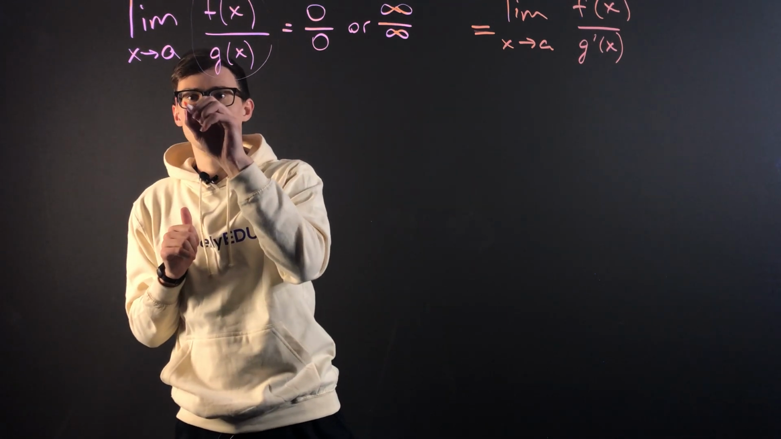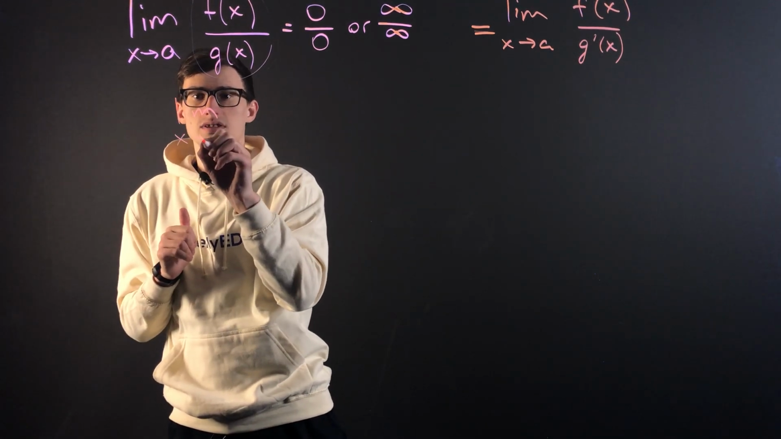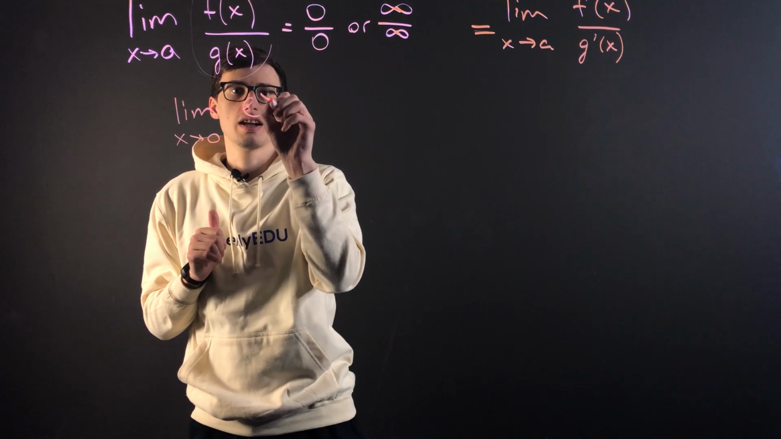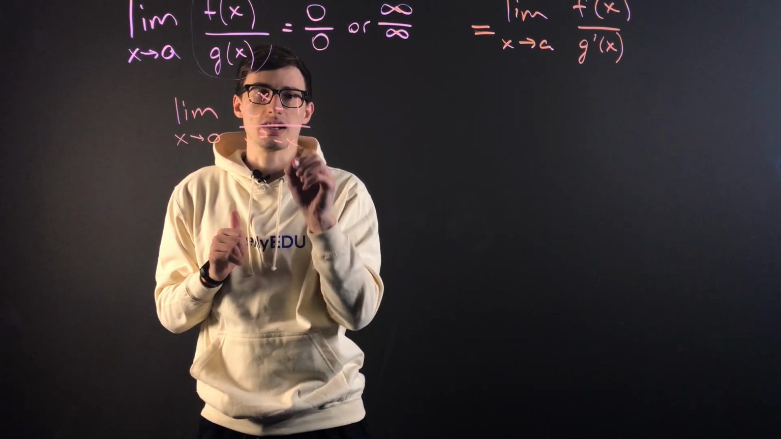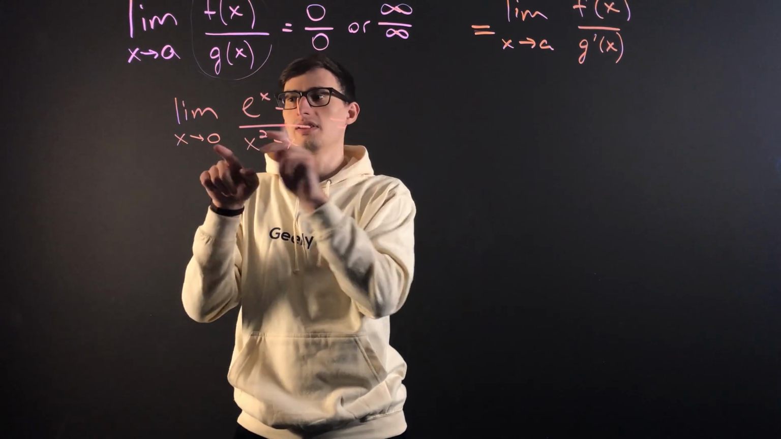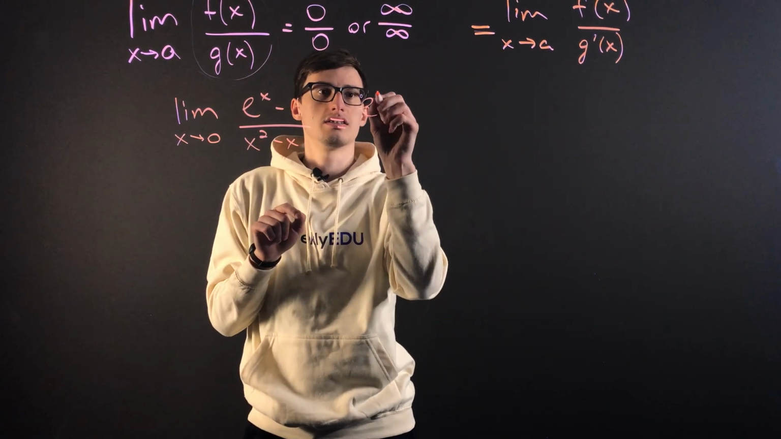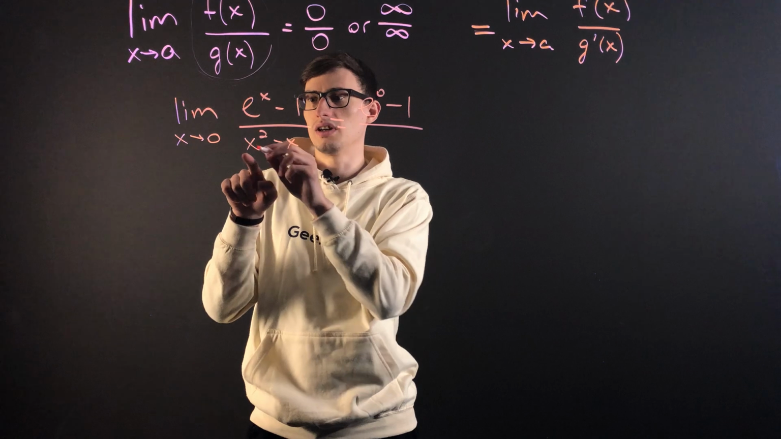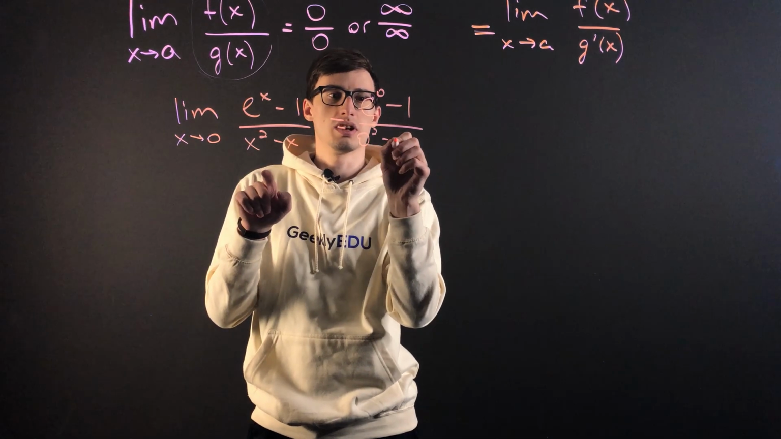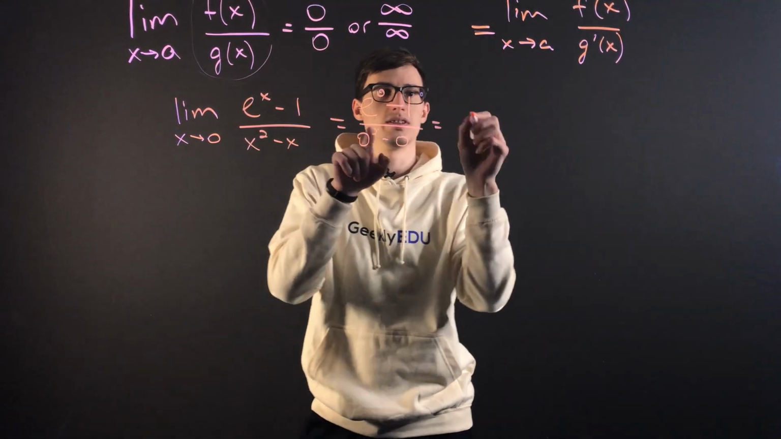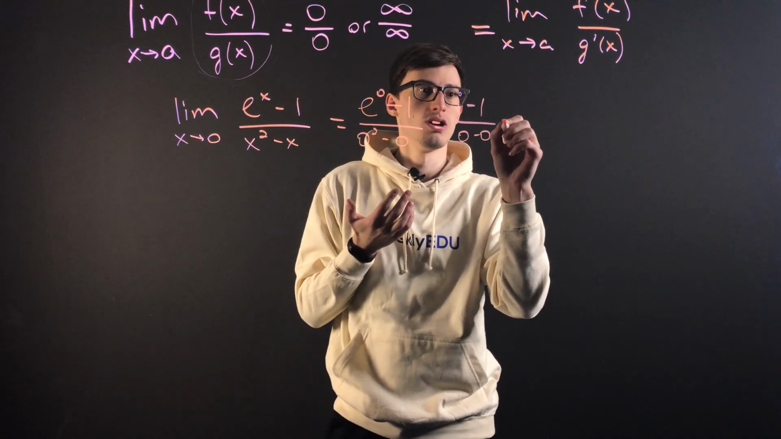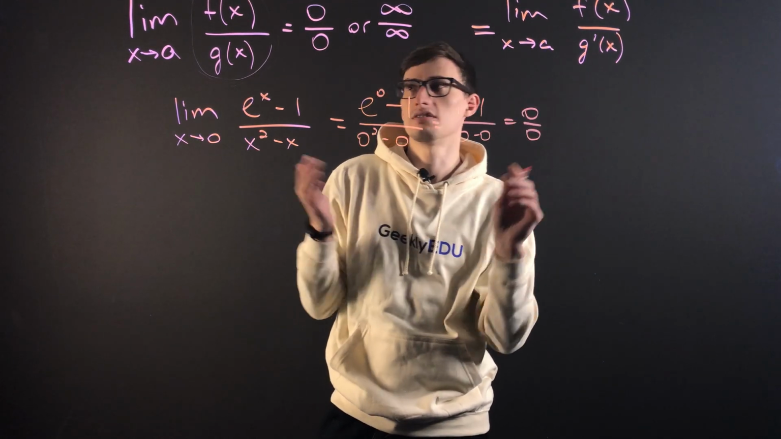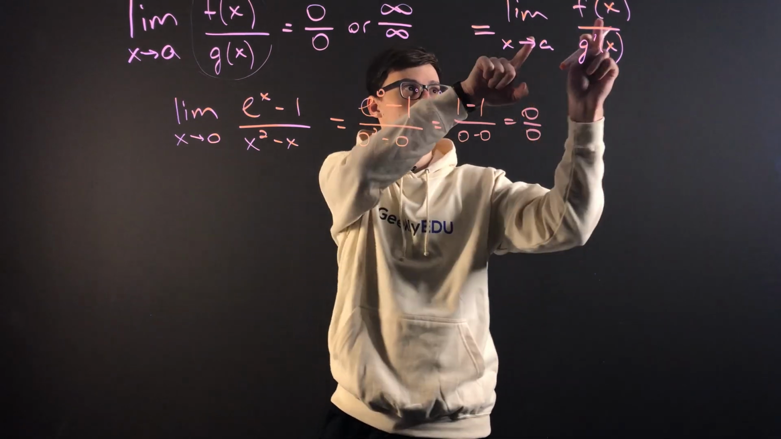Let's say we have the limit as x goes to 0 of e to the x minus 1 divided by x squared minus x. So if we just plug everything in, we'll plug in e to the 0 minus 1 divided by 0 squared minus 0. This is obviously what, 1 minus 1 over 0 minus 0, or 0 divided by 0. We can't have that, right? So let's apply the rule.